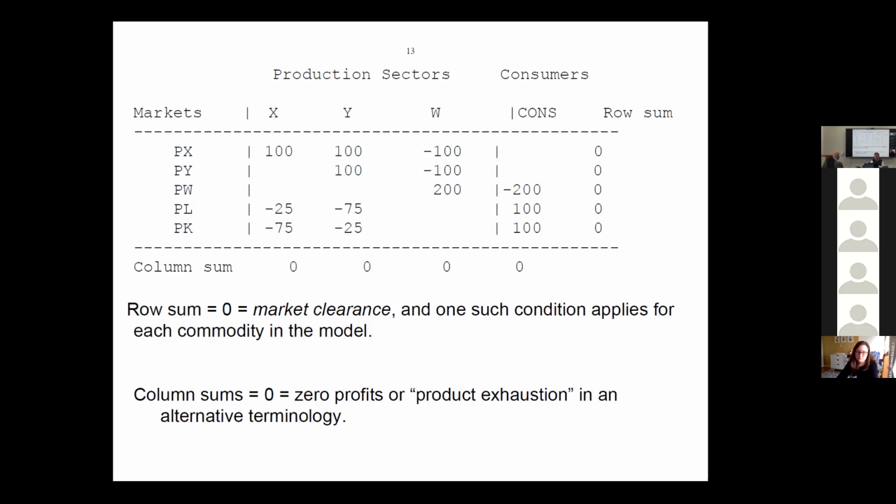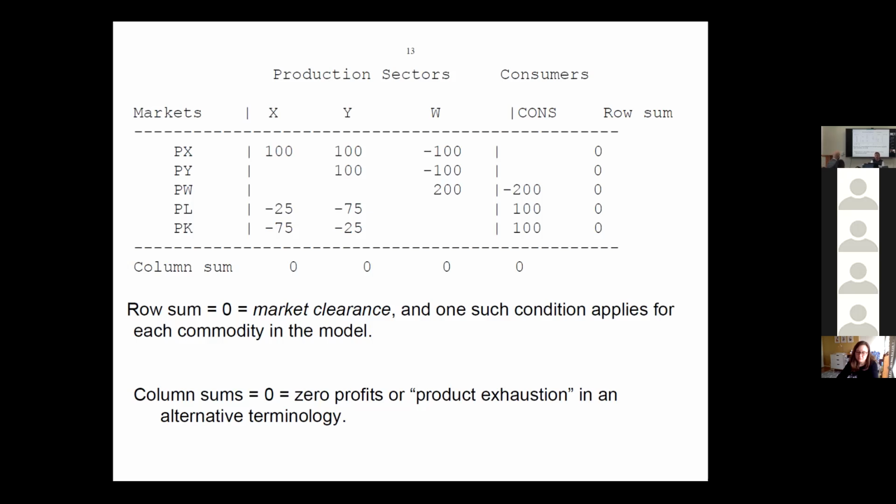That's not supposed to be there. Under Y, PX is supposed to be 0. Produces 100 units of Y, sorry about that, from 75 units of labor and 25 of capital. So that's the labor intensive sector.